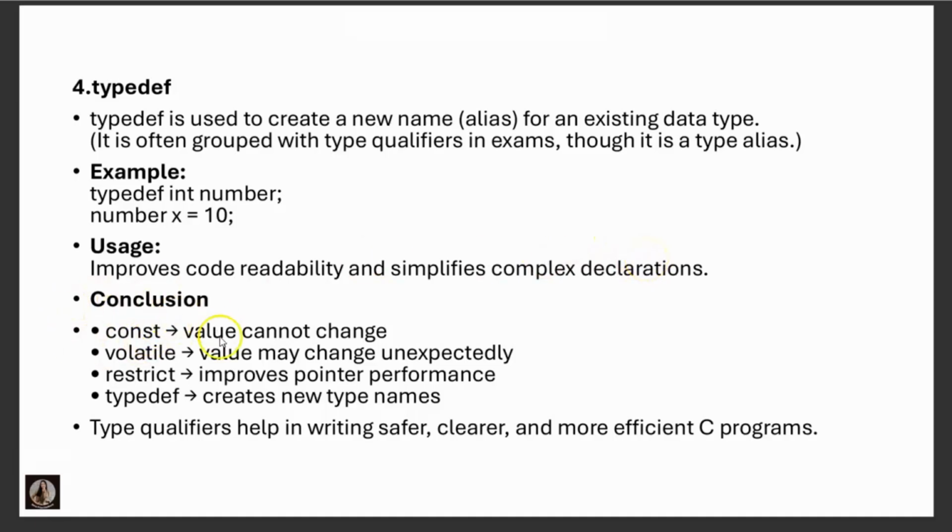Here, const means the value cannot change once it is initialized. Volatile means the value may change unexpectedly. Restrict means it improves pointer performance, and typedef means it creates a new type name. That is typedef int number, where I am creating one more name, and then number x = 10.